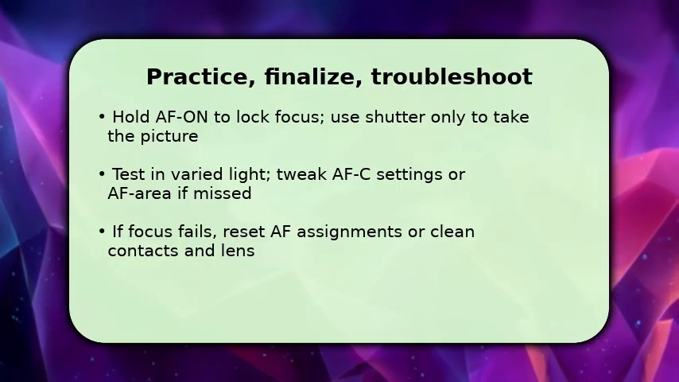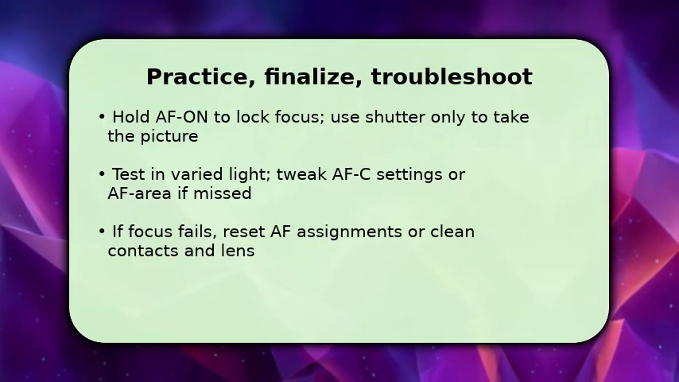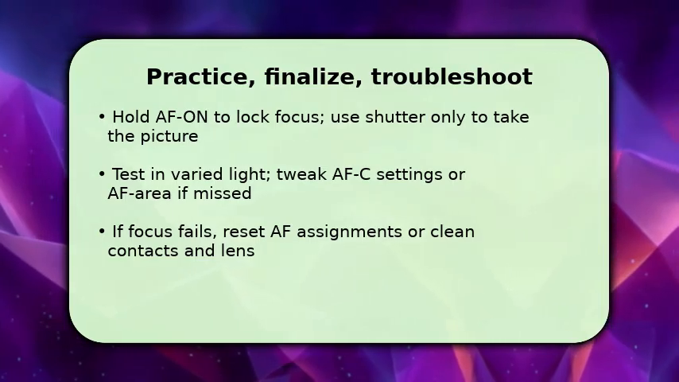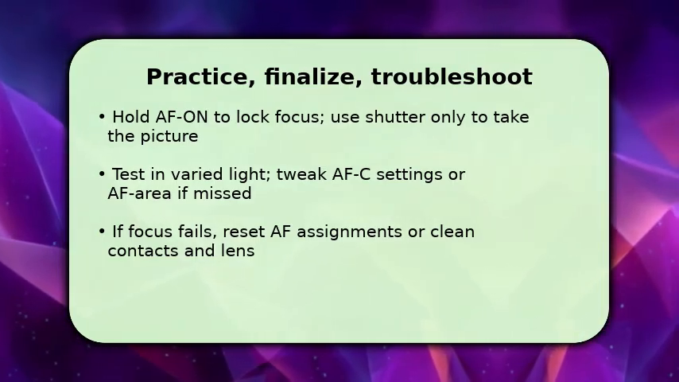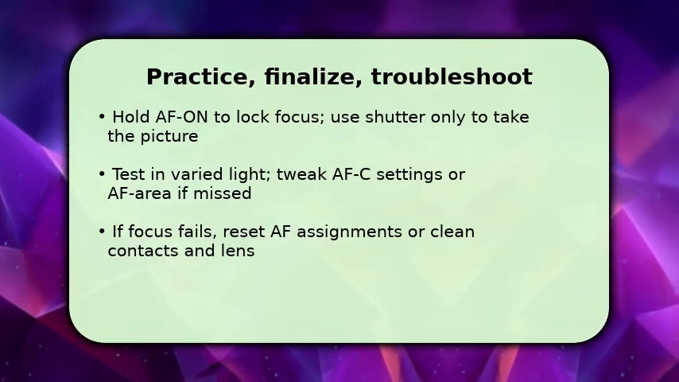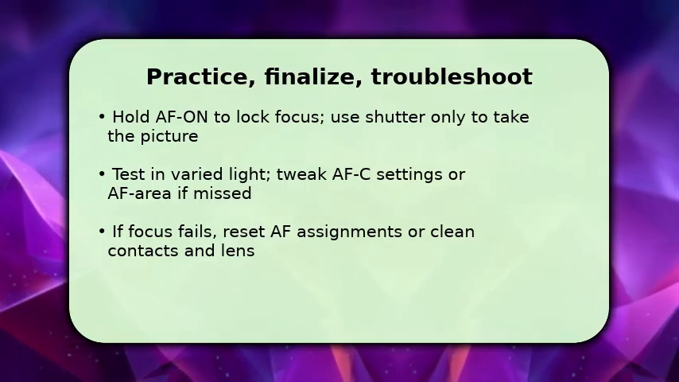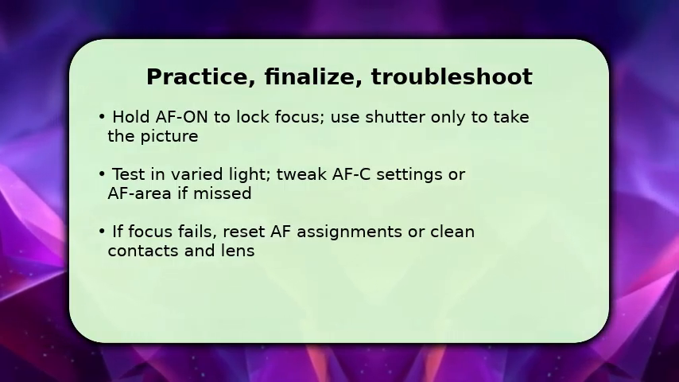Test across light levels and distances, and make small tweaks to AF area or tracking sensitivity if the camera misses. If you run into persistent issues, reset AF button assignments, verify lens contacts and firmware, and try a lens calibration. That usually resolves mechanical or communication problems.